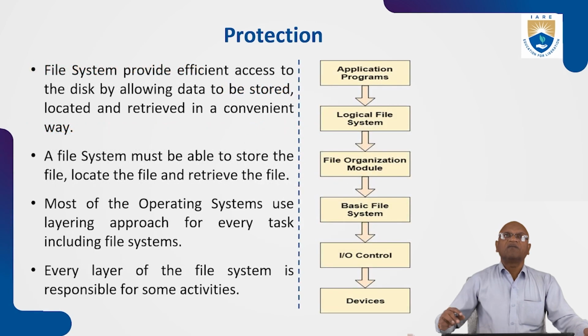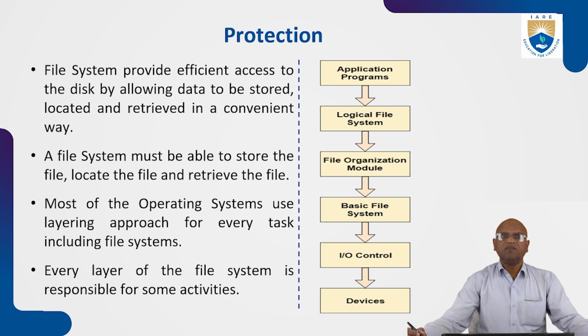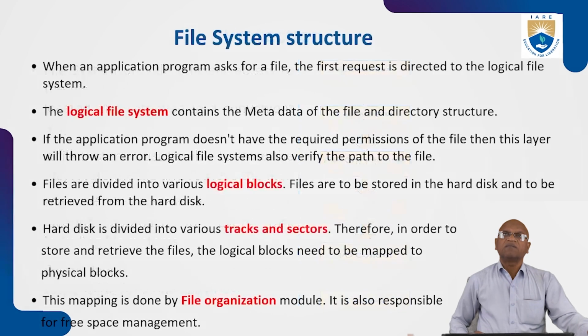A file system provides efficient access to the disk by allowing data to be stored, located, and retrieved in a convenient way. A file system must be able to store a file, locate a file, and retrieve the file. This is our basic concept. Every layer of this file system is responsible for some activity. If you look at this: application programs, logical file system, file organization module, basic file system, I/O control devices. So this is how you provide the protection to the file system.